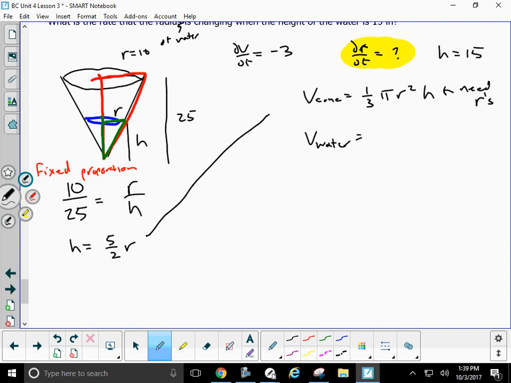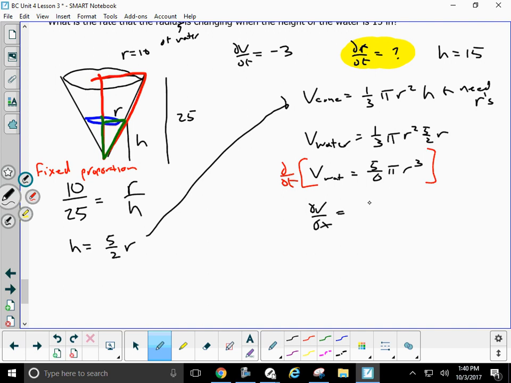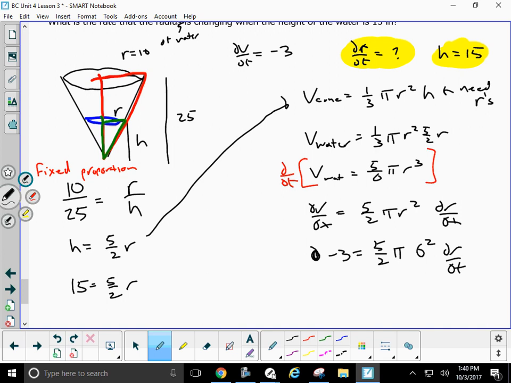I now can plug that in to my formula. 1/3 pi R squared times 5/2 R. I can simplify that. We get 5/6 pi R cubed. Now, I'll take the derivative and plug in our information and find what I'm trying to find. dV/dt is equal to 5/2 pi R squared dr/dt. dr/dt is what I'm trying to find. I'm given h is 15. Well, I need to find r when h is 15. So that's 30 over 5, that's 6. R is 6. dV/dt is negative 3. Solve. Okay? And the rest is just solving.